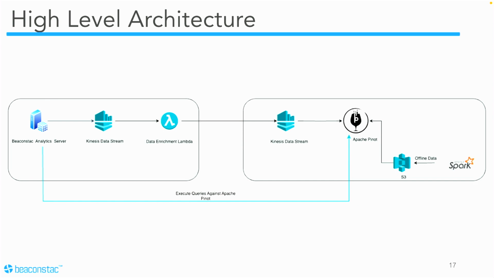And there is a data enrichment lambda attached to it, which does some transformation and pushes the data to the downstream Kinesis data. And that is ingested into Pinot. This is the real-time ingestion pipeline.